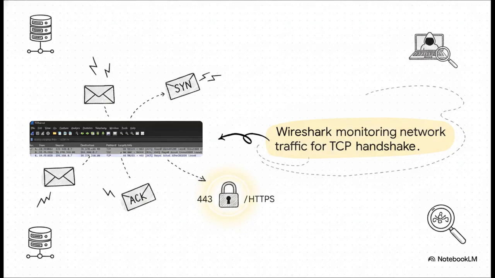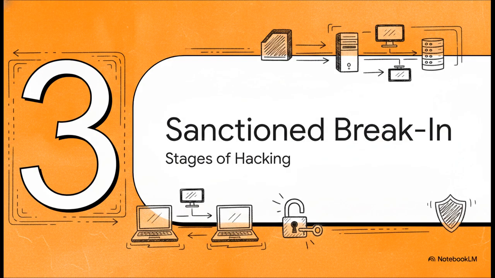You can watch the SYN, SYN-ACK, and ACK packets being captured in real time on, say, port 443, which is your standard port for secure HTTPS web traffic. It's literally a digital wiretap showing exactly who is talking to whom. So, now that we understand the architecture, let's look at how professionals legally infiltrate these systems to test their defenses.